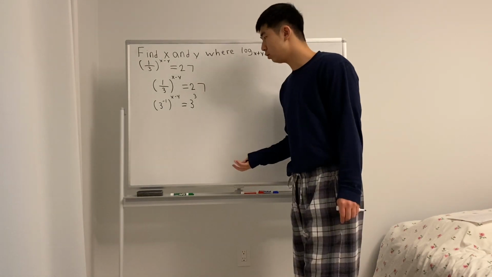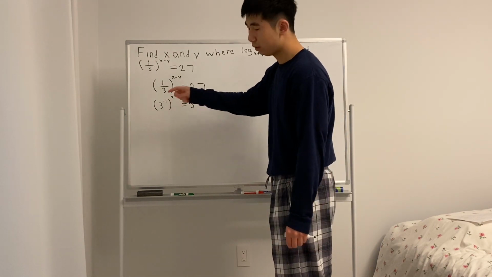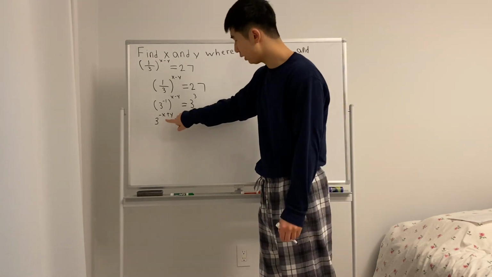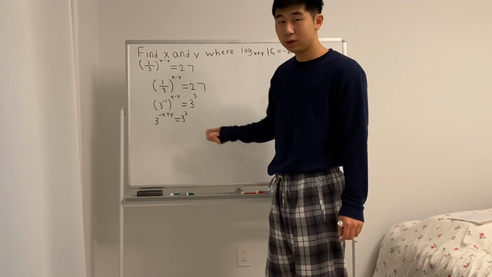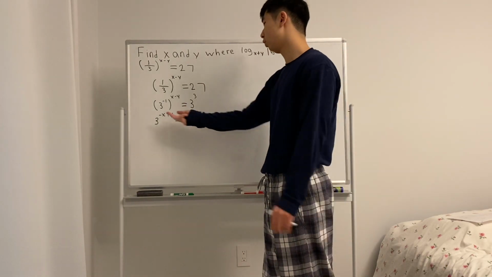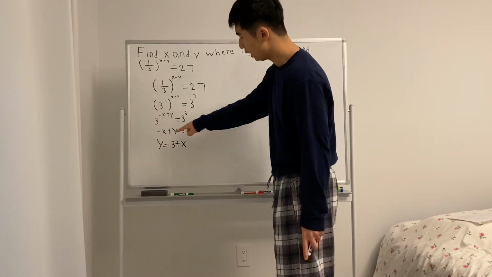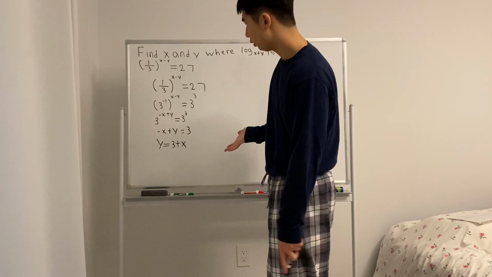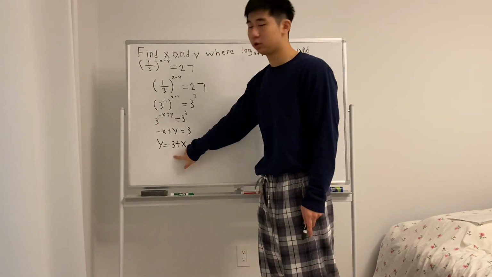Next, you want to use your power law to multiply the exponents by each other. When you do that, you get -(x minus y), and notice how since our bases are the same, they're both 3, we can just drop the bases, and all we're left with are the exponents. So I dropped the bases. Now we have -x plus y equals 3, and just to make it neater and to isolate for y, I moved the x to the other side, and as you can see now we have our first linear equation.